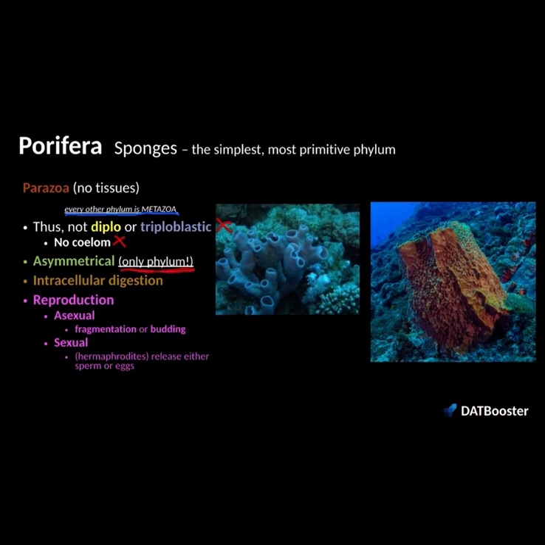Let's talk about their means of digestion. So in the last video, we talked about one-way or two-way digestion. In both of those types, you have a mouth, you have an opening. Well, these sponges, they don't have a mouth. So they have something called intracellular digestion, which is the simplest type of digestion. So they rely on the flow of water through their bodies to gain food.